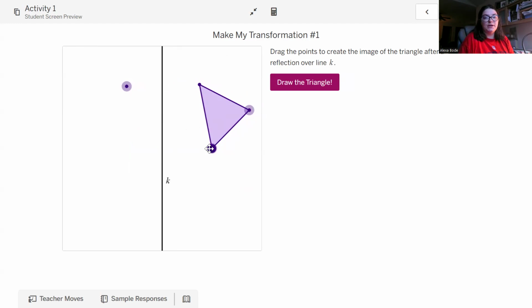Same with this bottom point. It's a little bit further away from the line of reflection than the first one. So we're going to make it a little bit further from the line of reflection on the other side. That looks like it might be a little bit too far, so I'm just going to bring that in a smidgen.